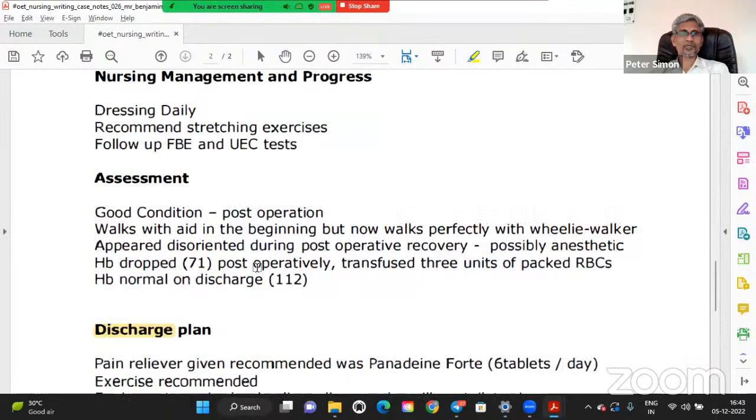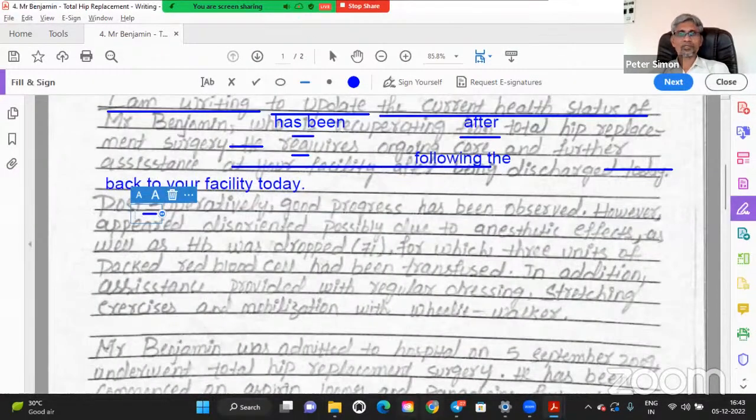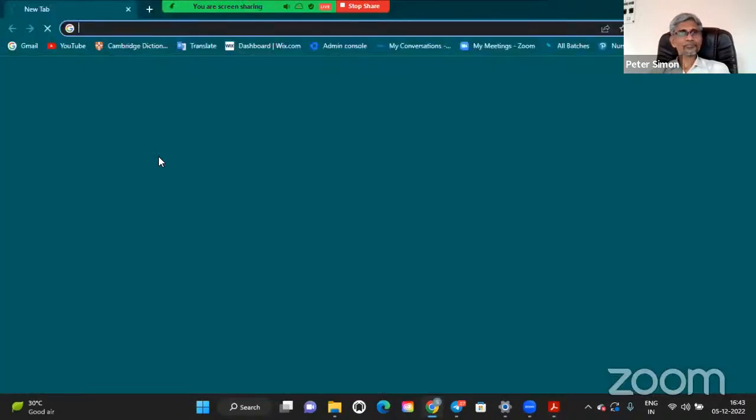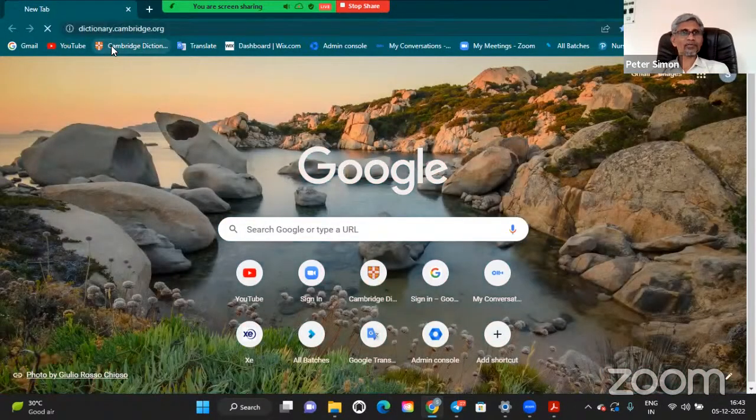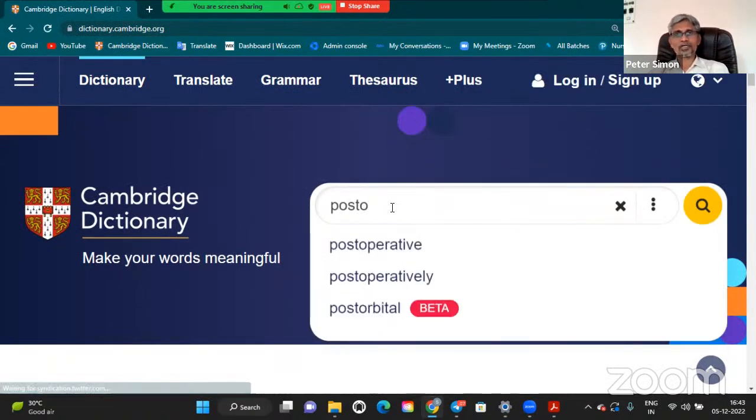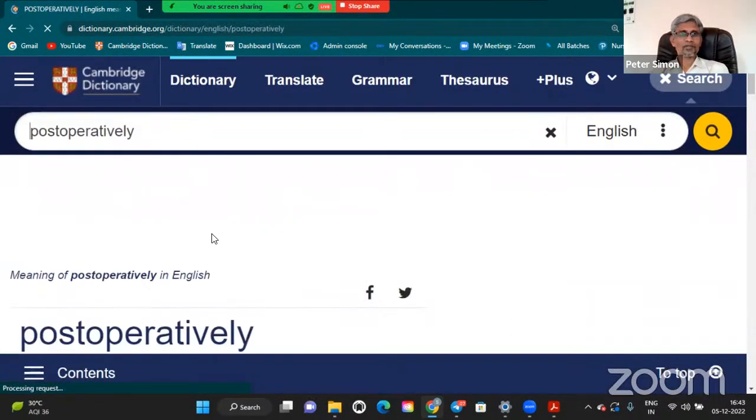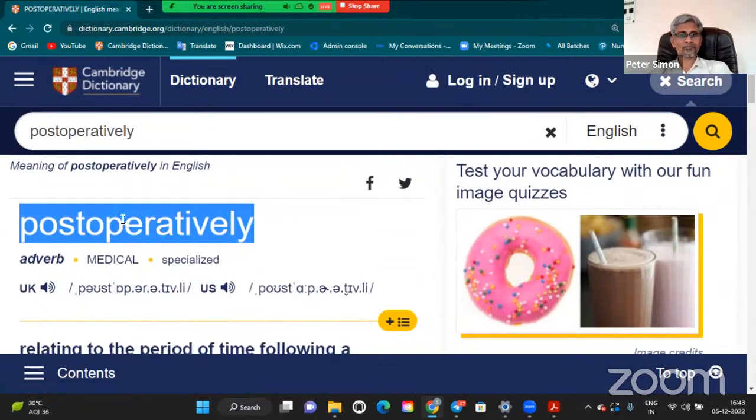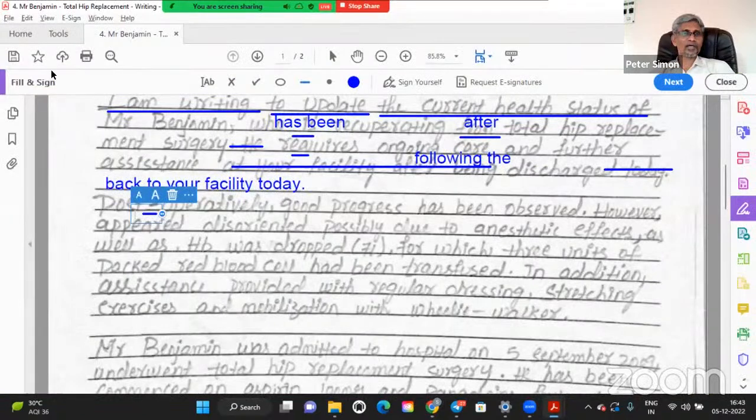Post-operative, it is like this. I guess not only it is wrong. So what can you do? So post-operatively, check Cambridge Dictionary, post-operative, that is the spelling. So you have to write like this only. Okay? Case notes, anybody can write anything, but official form is this one. Post-operatively is this spelling without a hyphen.